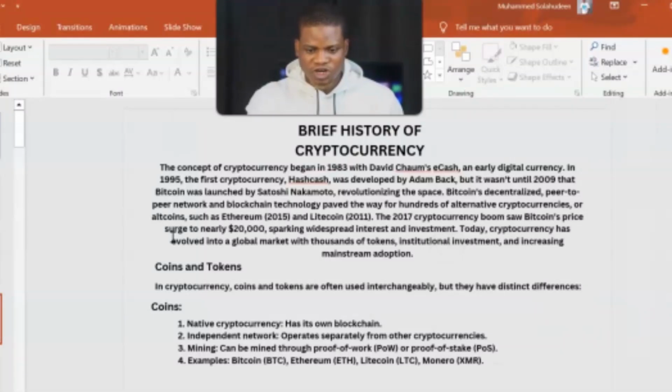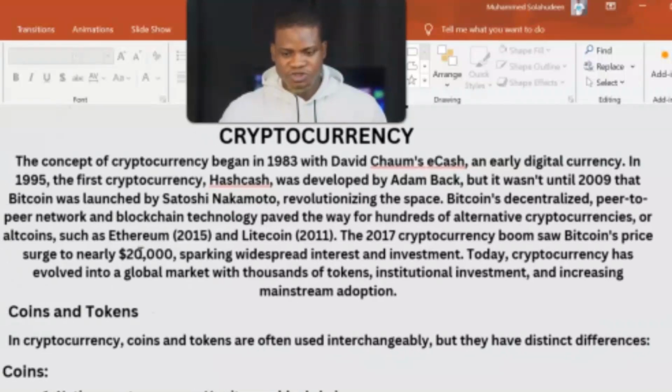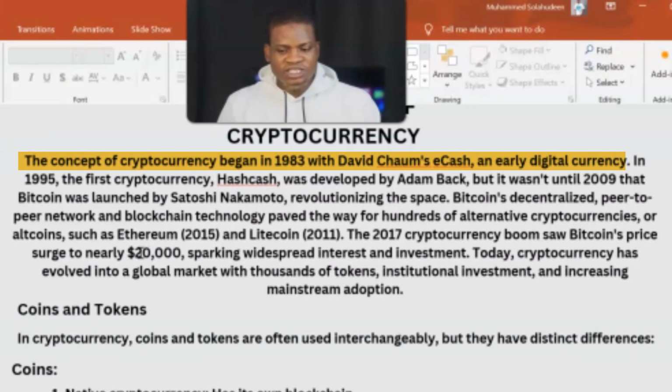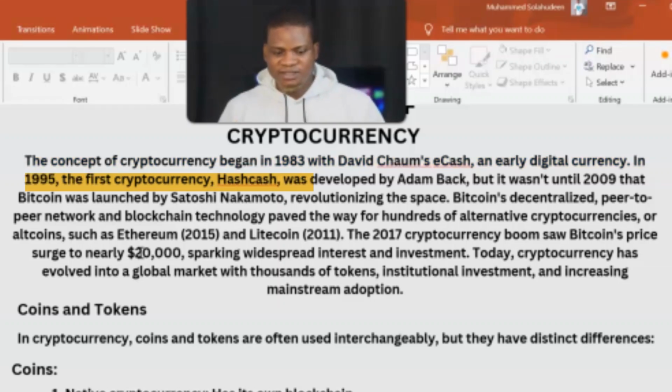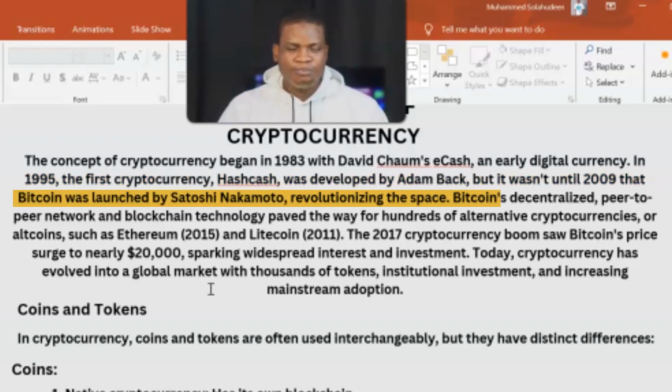Now, let's talk about the brief history of cryptocurrency. The concept of cryptocurrency began in 1983 with David Chaum's eCash, an early digital currency. Also, sometime in 1995, the first cryptocurrency, Hashcash, was developed by Adam Back. But the real cryptocurrency that we have today was not developed until 2009, when Bitcoin was launched by Satoshi Nakamoto. Satoshi Nakamoto is a person or a group of people who adopted this name. This is not actually their real name. They just adopted the name as a proxy name. Bitcoin was launched in 2009 by Satoshi.